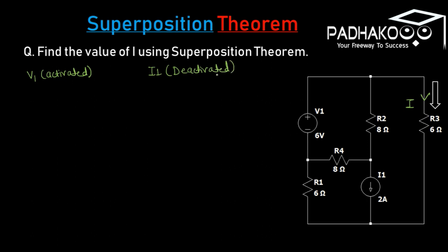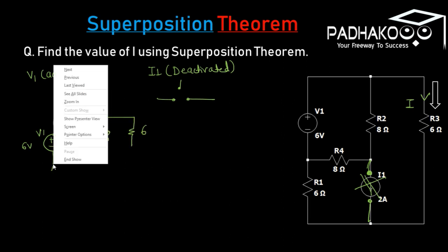In the case when we activate V1 and deactivate the current source, as the current source is deactivated, it is replaced by an open circuit, which is shown here. It is eliminated from this particular circuit, and in place of that an open circuit is placed. So we have to redraw this circuit by eliminating the current source. The 6 volt battery V1 source is here, and then 8 ohm resistance and 6 ohm resistance in parallel to this.